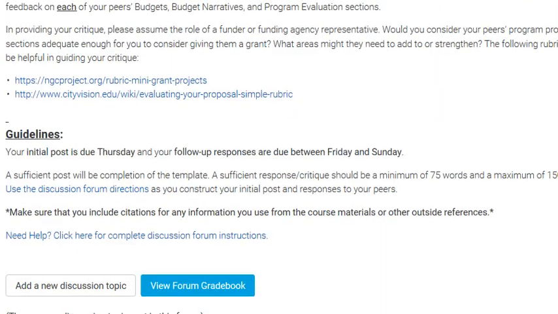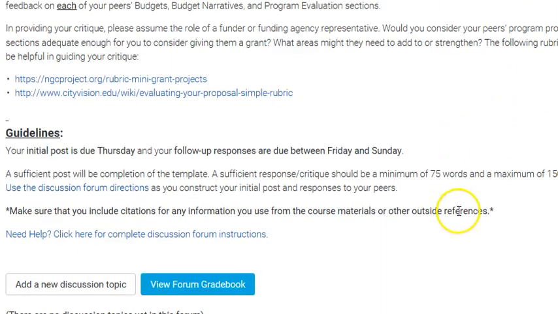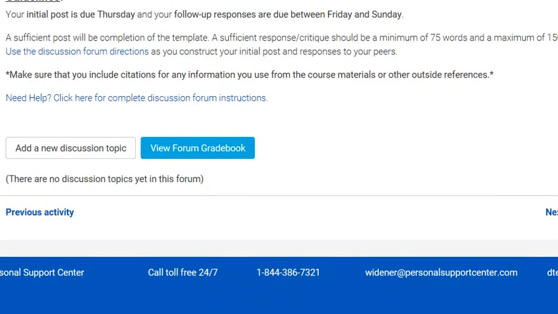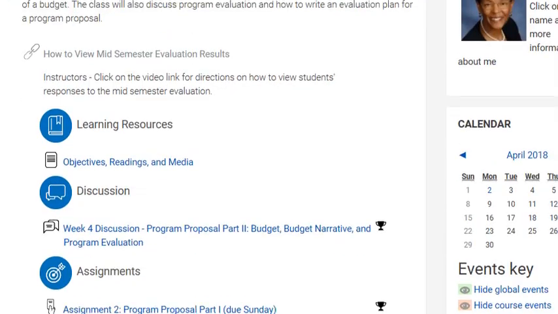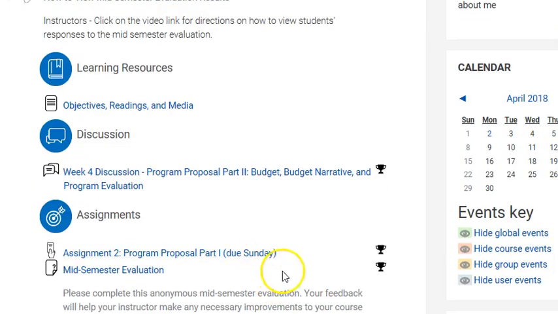You are going to do your initial post, and then the people that are assigned to you in your groups will do the follow-up post by Sunday. So the initial post is due by Thursday. The follow-up post is due by Sunday. The other assignment is with the feedback that you will receive this week on part 1 of your proposal. You will now be uploading that final revised part 1 of your proposal here. And then I will take a look at that proposal.